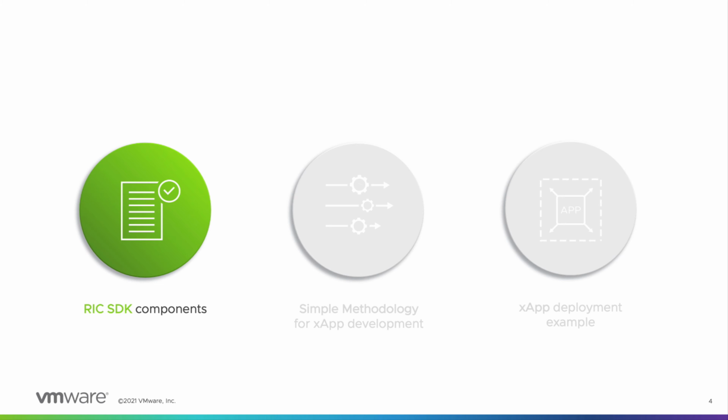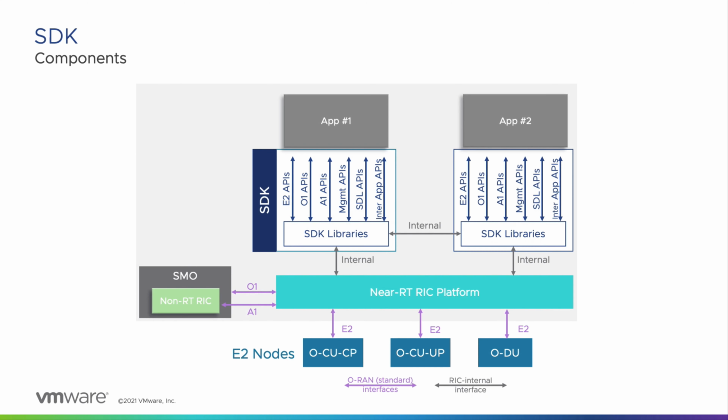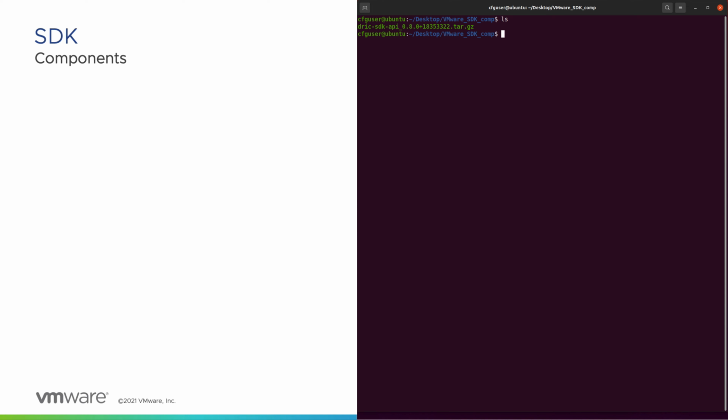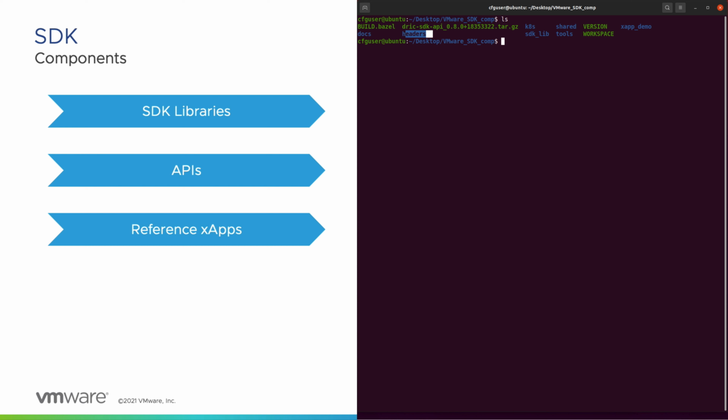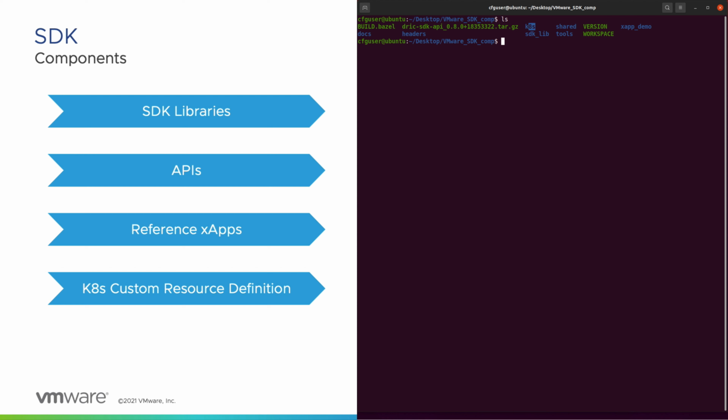The RIC's SDK is a logical extension of the RIC, and it is composed of a set of libraries and data structures designed to abstract the user applications from the complexities of networking and communicating with the RIC, E2 nodes, and with other applications. To access the SDK, simply download the kit and extract the files. The main components of the SDK are the SDK libraries, the APIs, the reference xApps, which are starter applications to help accelerate the development of the xApp, and the starter Kubernetes custom resource definition for the application, used to describe the xApp and manage its security aspects.